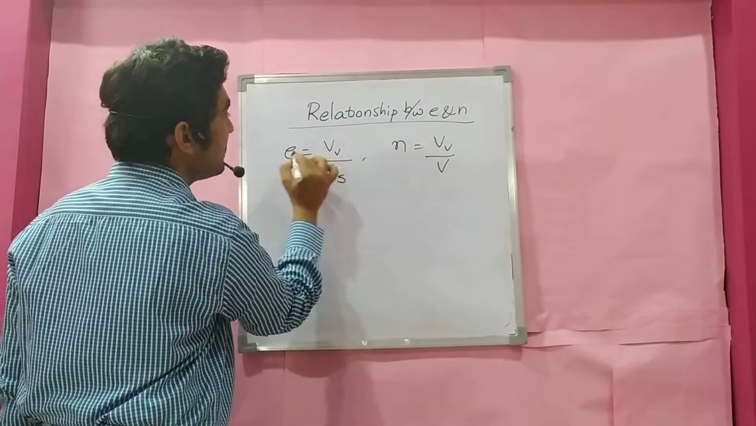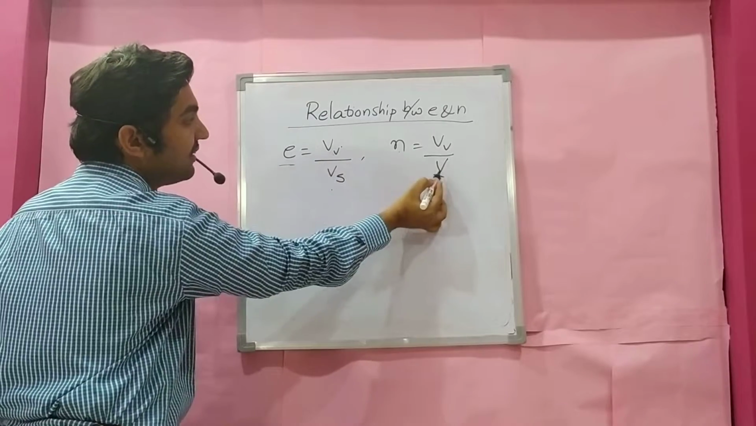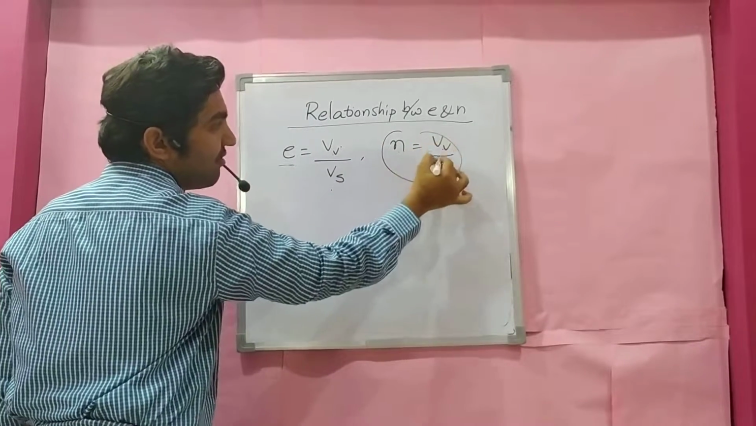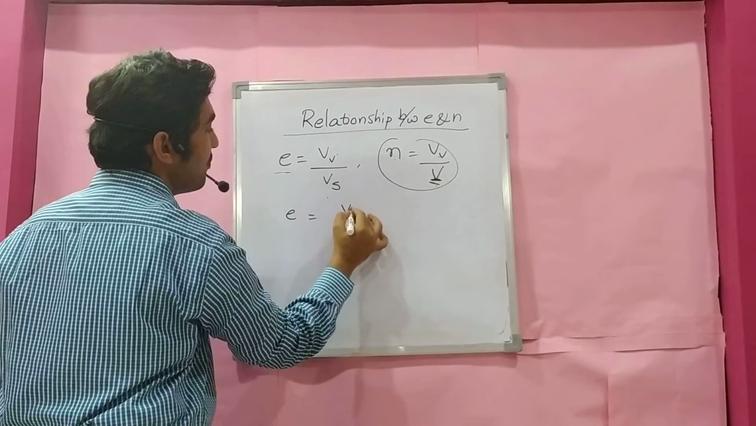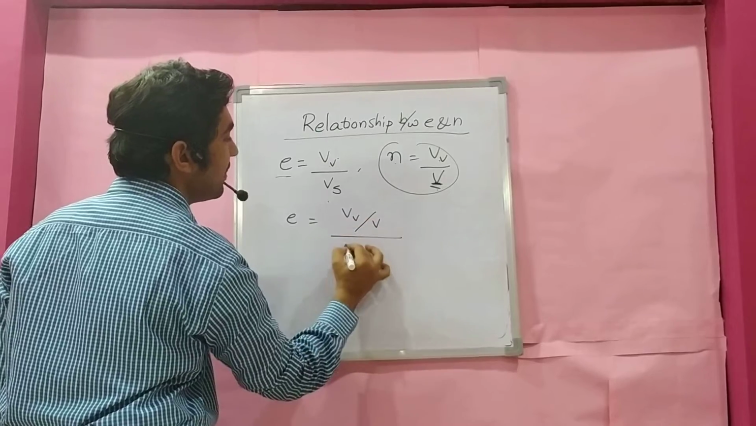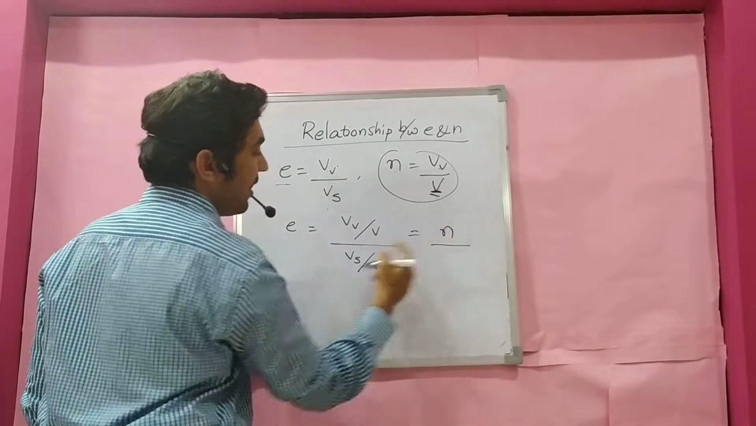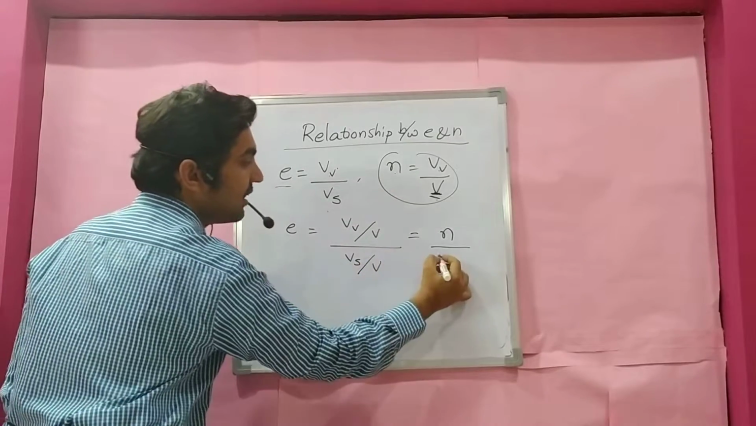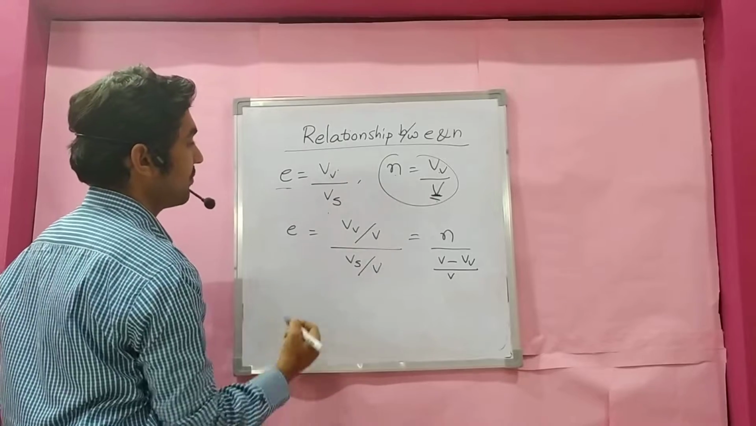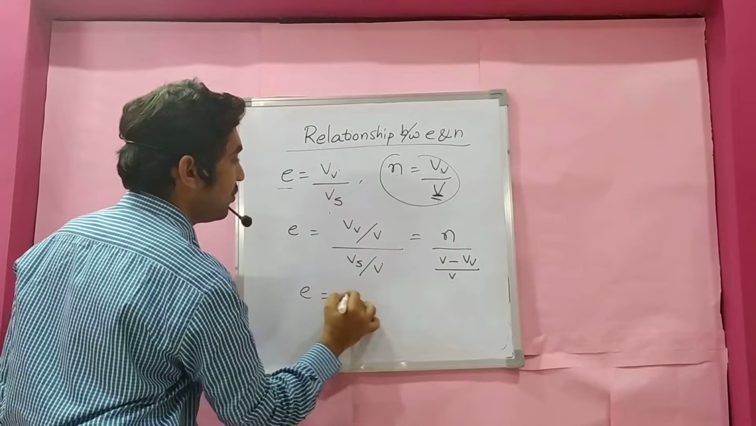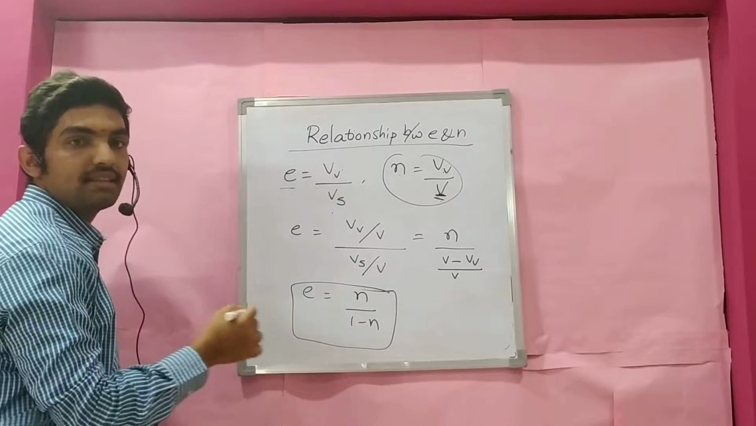To express e in terms of n, we have to divide both numerator and denominator by V, because n contains Vv by V, and the denominator is V. So we divide both numerator and denominator by V, giving Vs by V. Now the numerator became n and the denominator is the volume of solids, total volume minus void volume divided by volume. e is equal to n by 1 minus n. This is the relation.